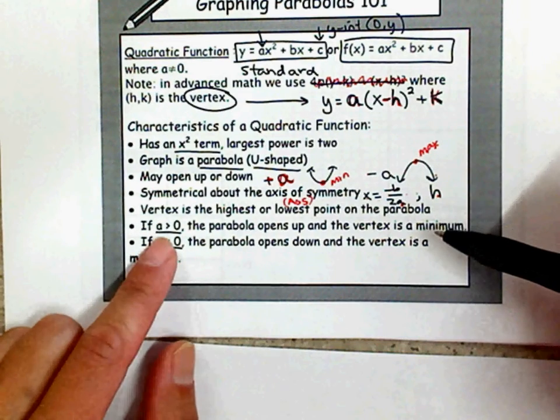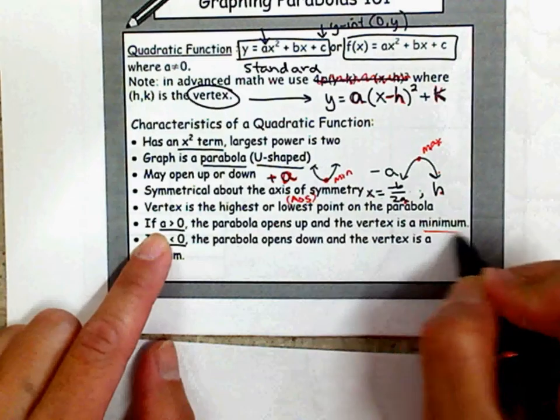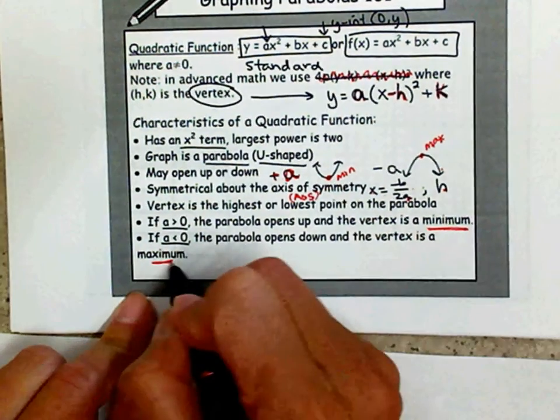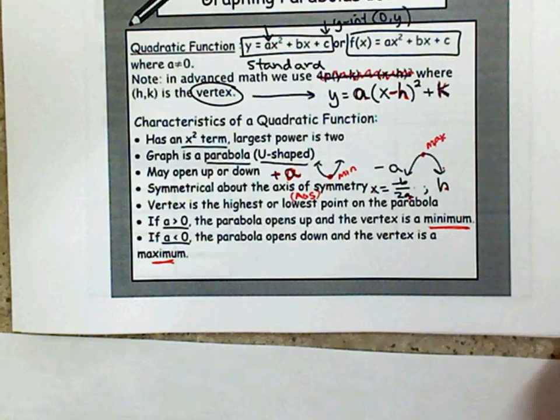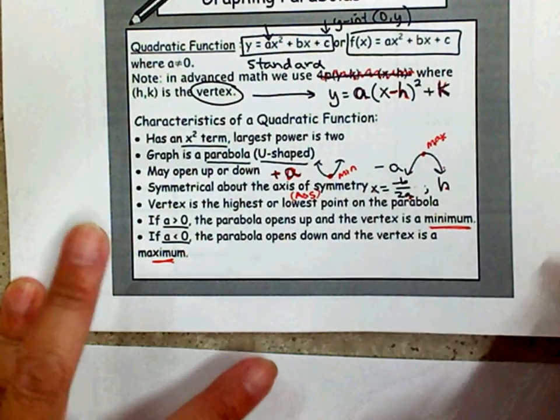And if a is positive, a is greater than 0, you'll have a minimum. If a is less than 0, meaning negative, you'll have a maximum. Kind of goes along with this. If you did not finish writing all this down, please pause and copy this down in your notes.